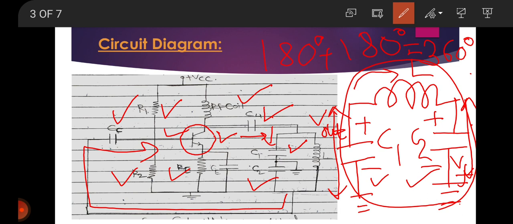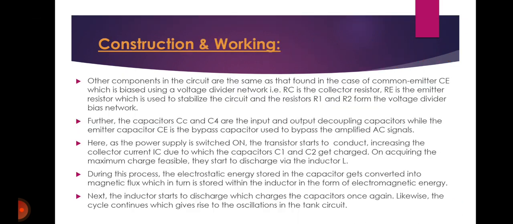Therefore, this circuit acts as an oscillator. So this is the construction and working notes for your reference of Colpitt's oscillator.